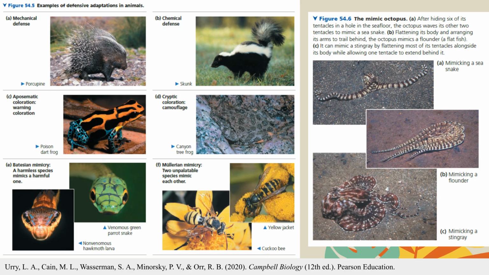These images show different defensive adaptations that evolved through natural selection. Some animals use mechanical defenses like spines, others use chemical defenses like toxins. Some species rely on coloration, either to warn predators that they are dangerous or to blend into their surroundings. The mimic octopus shows behavioral mimicry by changing its shape and movement to resemble dangerous animals.